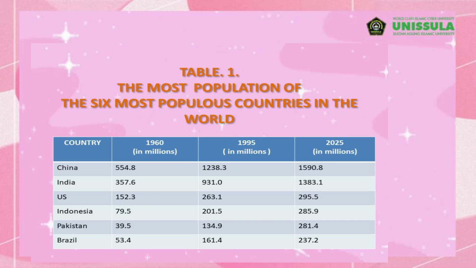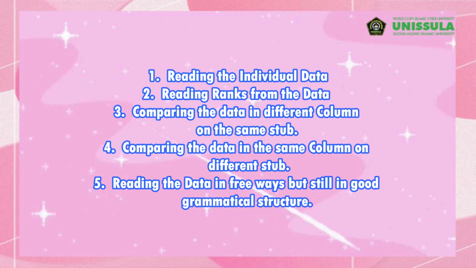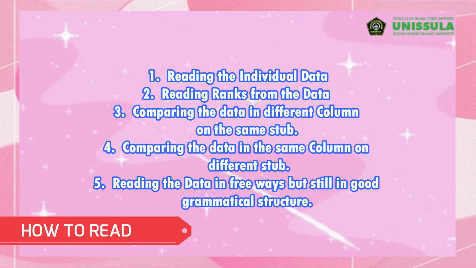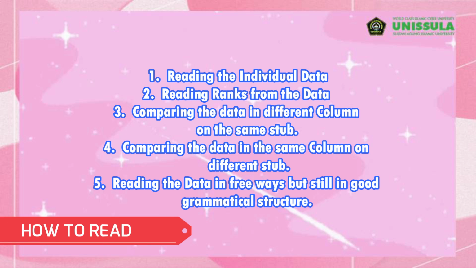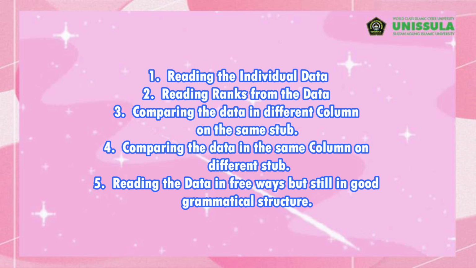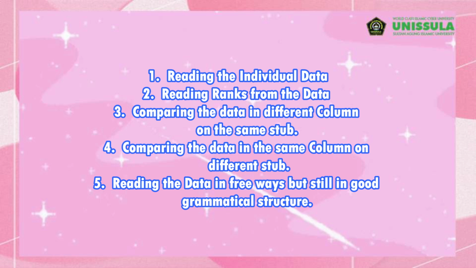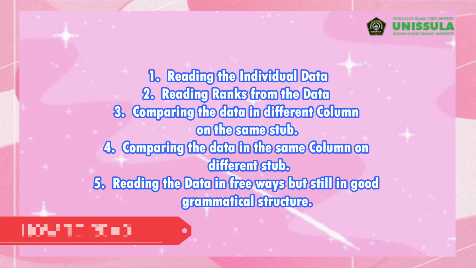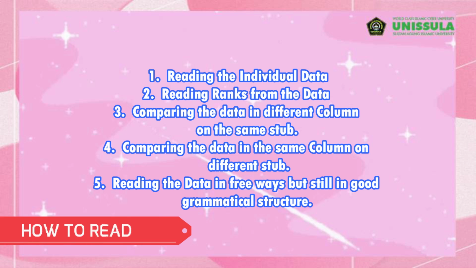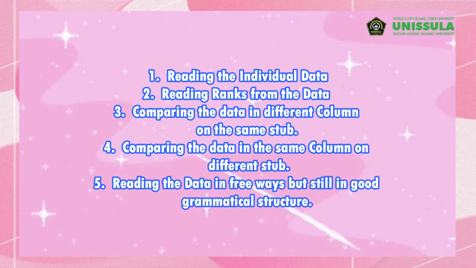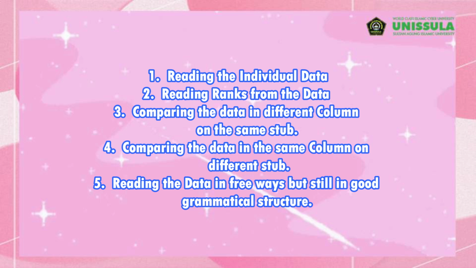Students, you are going to learn how to read the data from the table. We are going to use these ways to read. The first is reading the individual data. The second, reading ranks from the data. The third, comparing the data in different columns on the same stub. The fourth, comparing the data in the same column on different stubs. And the last, the fifth, reading the data in 3 ways, but still in good grammatical structure. There are 5 ways here that we are going to use to read the table, and we are also going to use sentences after you read the table to present this table.